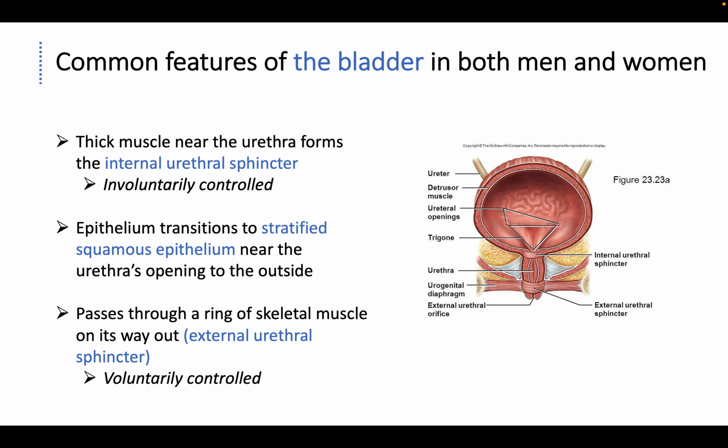So you can think of, since this internal urethral sphincter is involuntarily controlled, this is going to be made up of smooth muscle. The external sphincter is voluntarily controlled, so this is made up of skeletal muscle, right? So keep that in mind. And this process of voiding, of not controlling the internal urethral sphincter but controlling the external urethral sphincter, is known as the micturition reflex, which is the reflex of urination here.